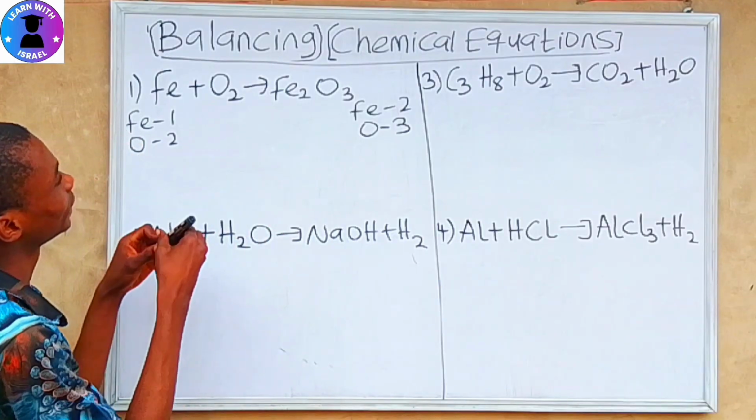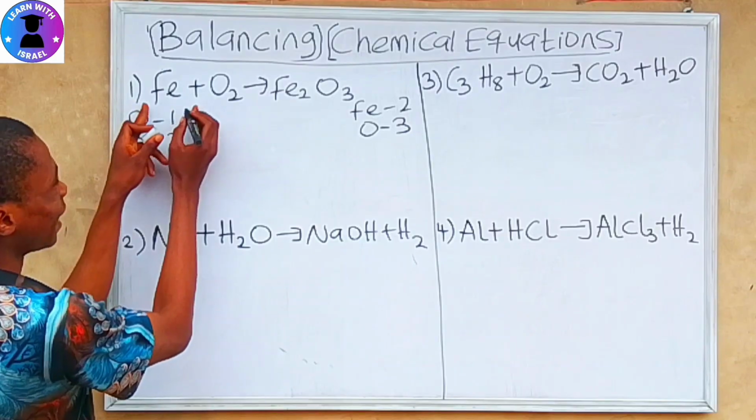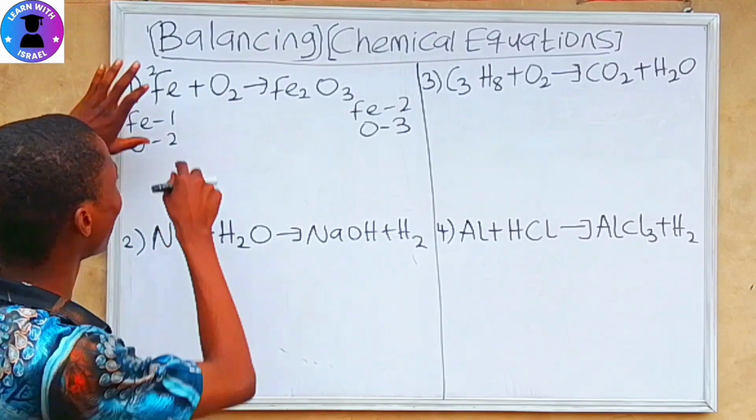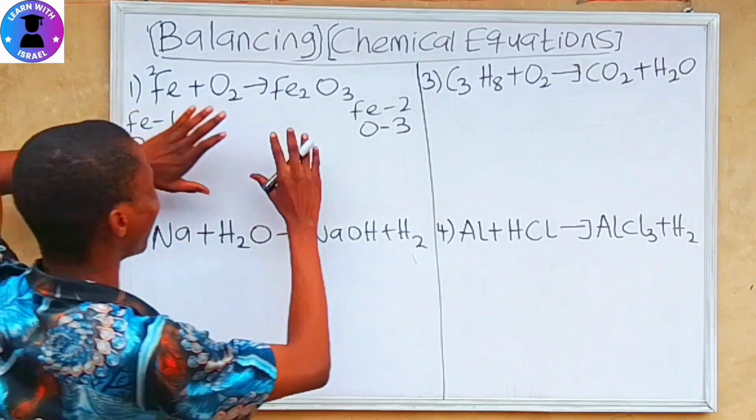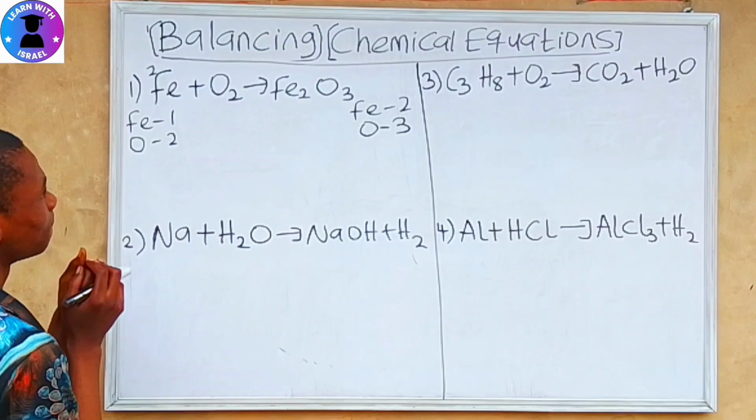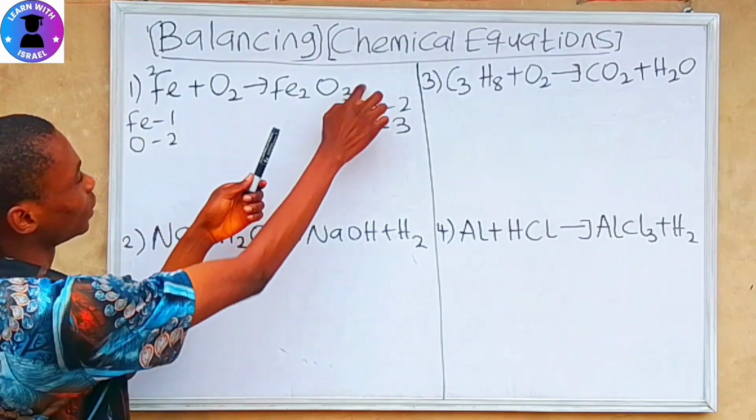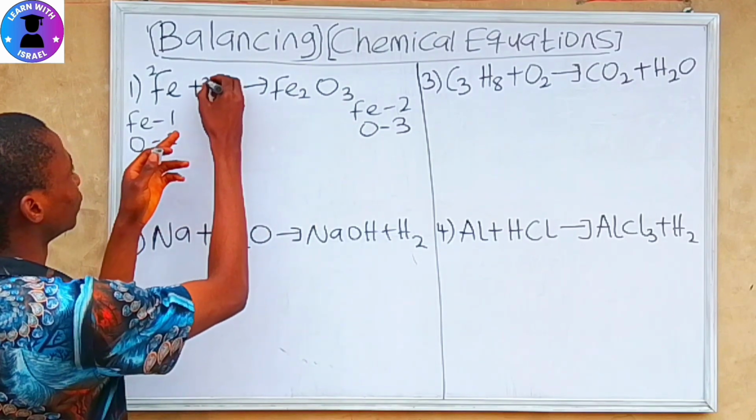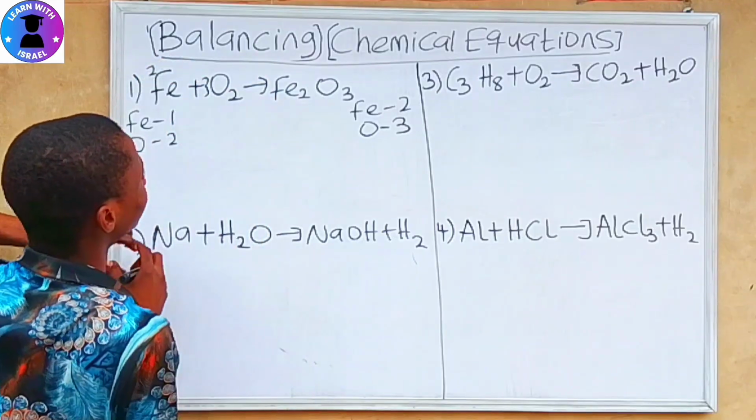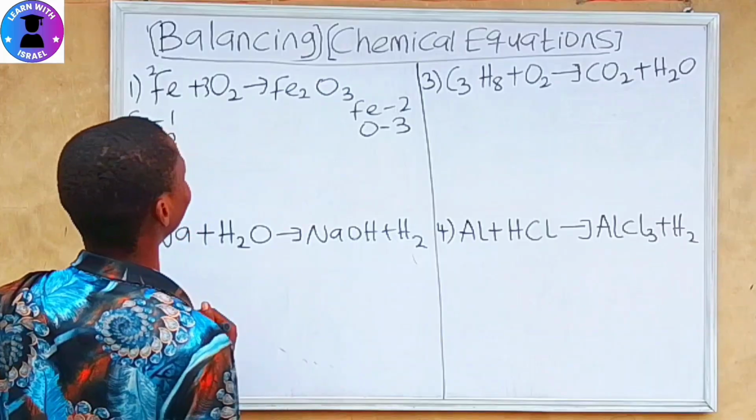So guys, let's add 2 iron here. If we add 2 iron here, we now have 2 iron on the left hand side and 2 iron on the right hand side. So iron is balanced. So we want to balance oxygen. We have 3 oxygen here. So let's add 3 oxygen here. So by adding 3 oxygen here, we now have 6 oxygen here at the left hand side, and we have 3 oxygen on the right hand side.